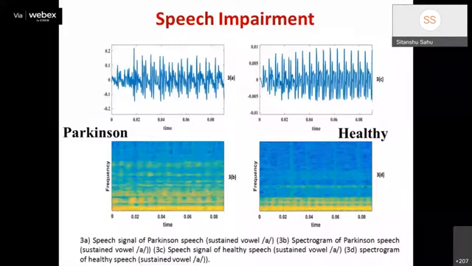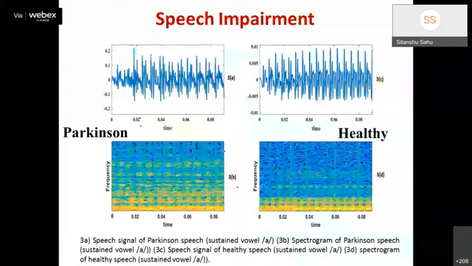If you look at the spectrogram of speech of healthy and Parkinson people, the left one is the speech of a Parkinson person, and the right one is of a healthy person. They have been asked to speak the vowel A, and vowel O also. Here, only the result of vowel A is being shown.